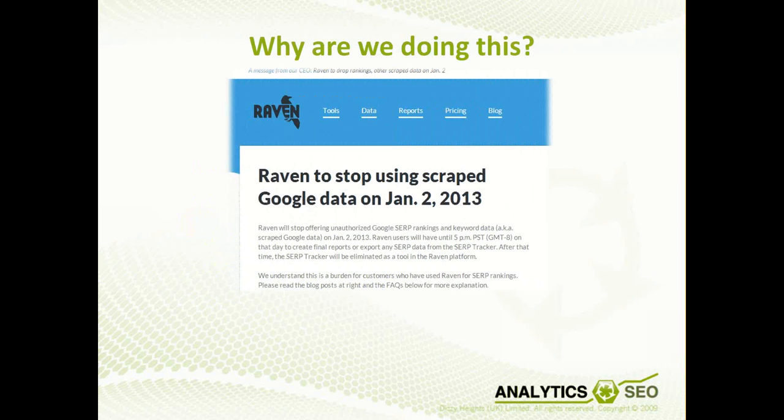So why are we doing this? Chances are good that if you're watching this presentation today, you're already aware that last week Raven made an announcement that they will no longer be providing scraped Google data starting on January 2nd, which basically means they're not going to have any more ranking data in their application.